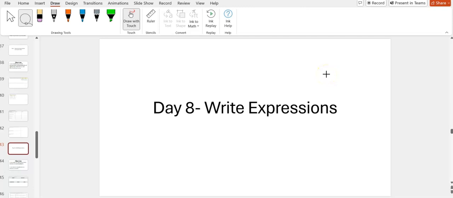Kirkman. All right, we're back again with another lesson from Module 10. We are now finally going to write expressions. We're going to learn how to write expressions. So we know about expressions.